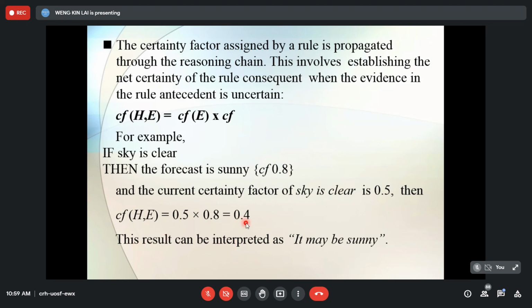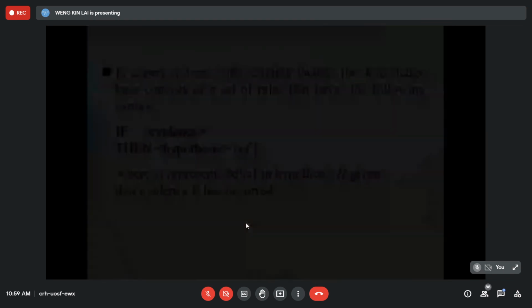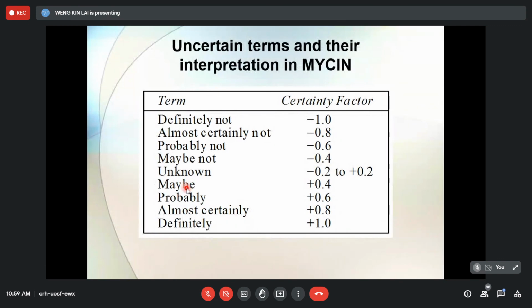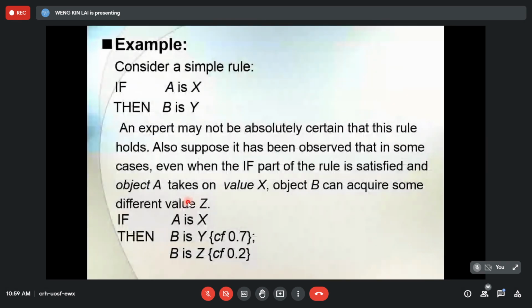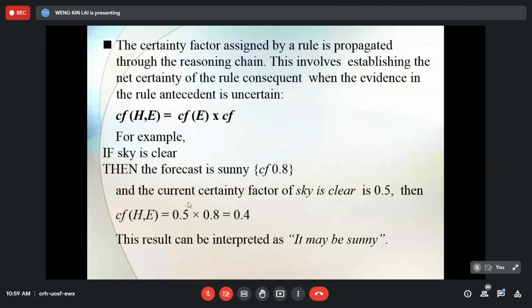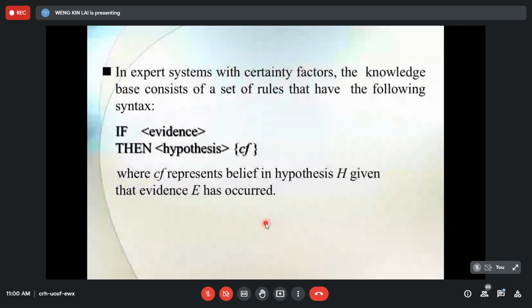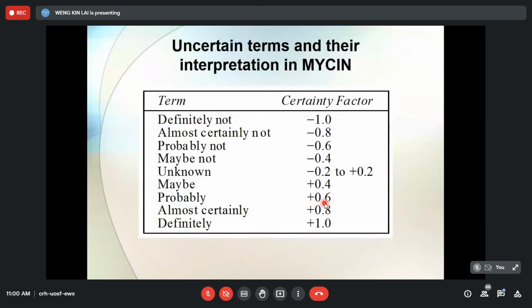Now, how to interpret 0.4? You can translate back to your certainty factors, using the same interpretation as Bayesian, right? So if it's minus 0.4, it will be maybe not. So if it's 0.4, you can see here it's actually maybe sunny, because 0.4 is maybe. So imagine if you have some other larger value, it will be, say, probably sunny, almost certainly sunny, definitely sunny, for example.